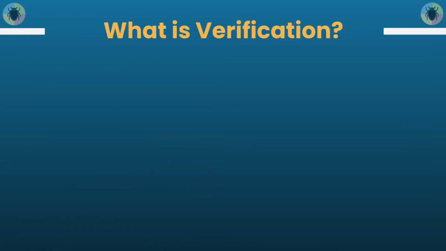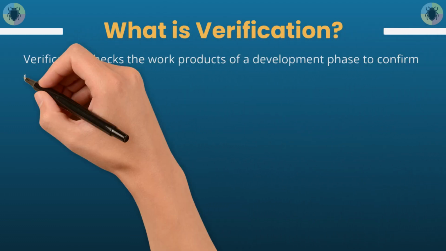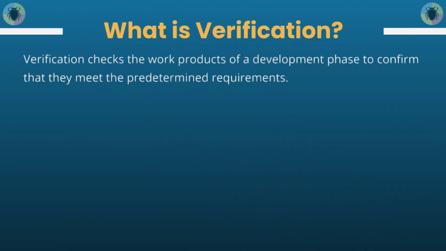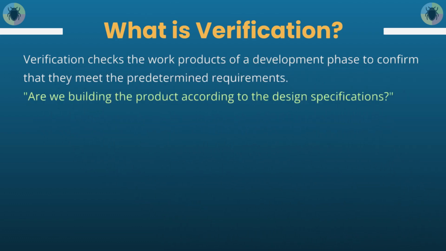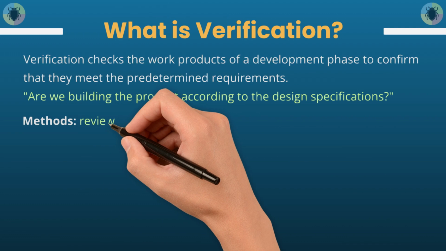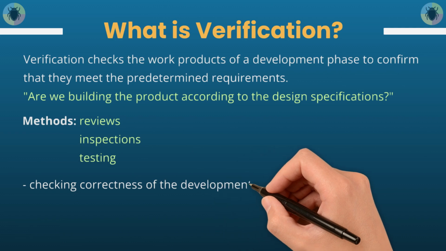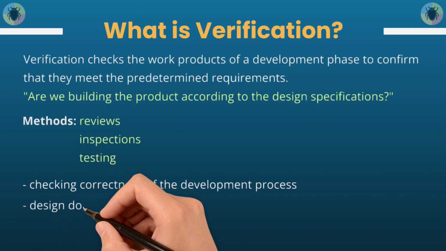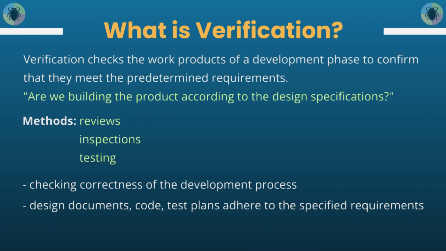What is verification? Verification involves checking the work products of a development phase to confirm that they meet the predetermined requirements. In other words, verification answers the question, are we building the product according to the design specifications? Verification is carried out through various methods such as reviews, inspections, and testing. It focuses on the correctness of the development process, ensuring that intermediate deliverables like design documents, code, and test plans adhere to the specified requirements.